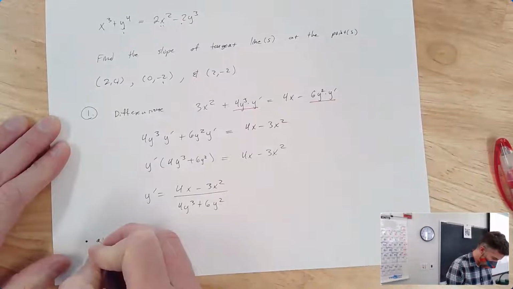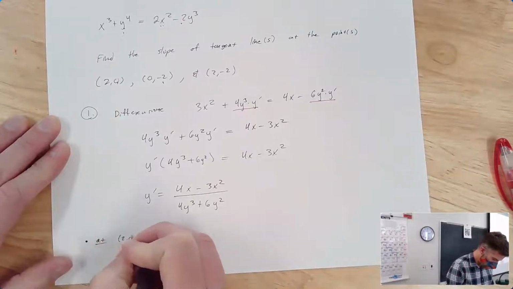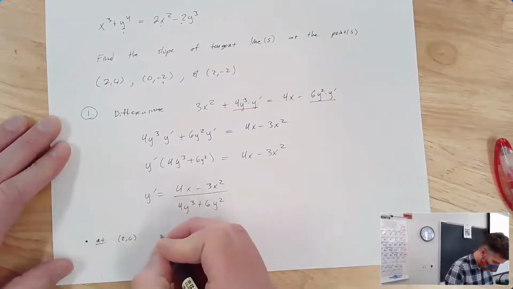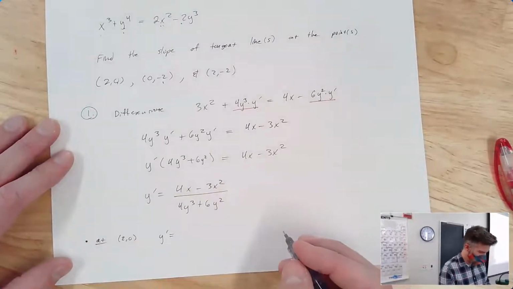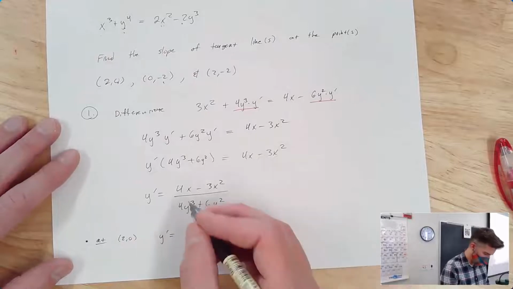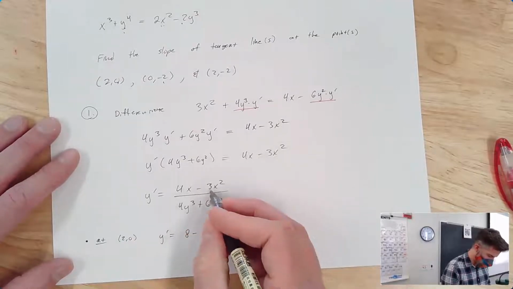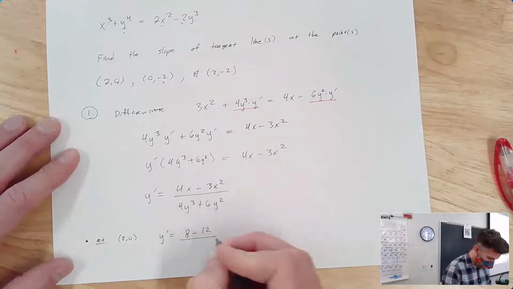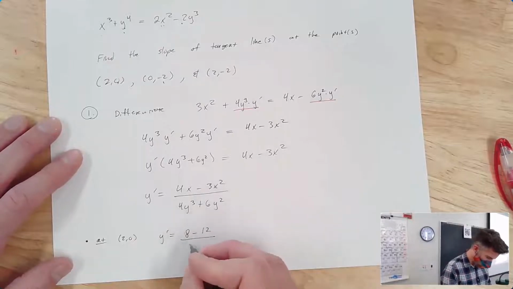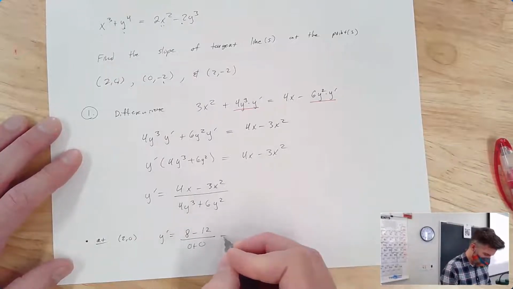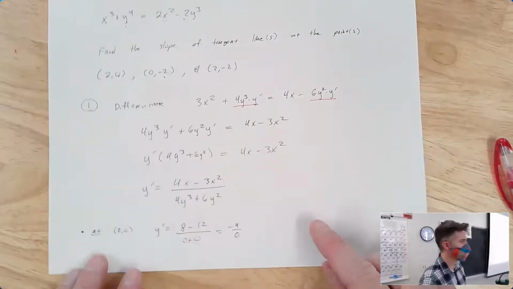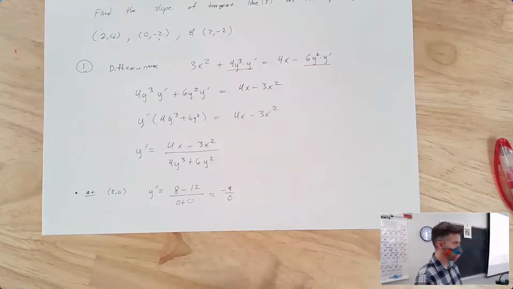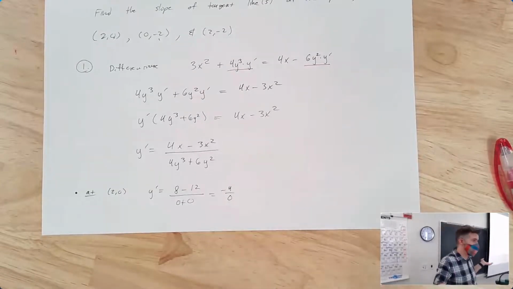So at the point (2, 0), I'm going to plug in 2 for x and 0 for y. Well, that's not going to be good. I'm going to get 8 minus 3 times 4, which is 12, on top. And on the bottom, I'm going to get 0 plus 0. What does that mean? Well, literally, 4 over 0 is undefined.